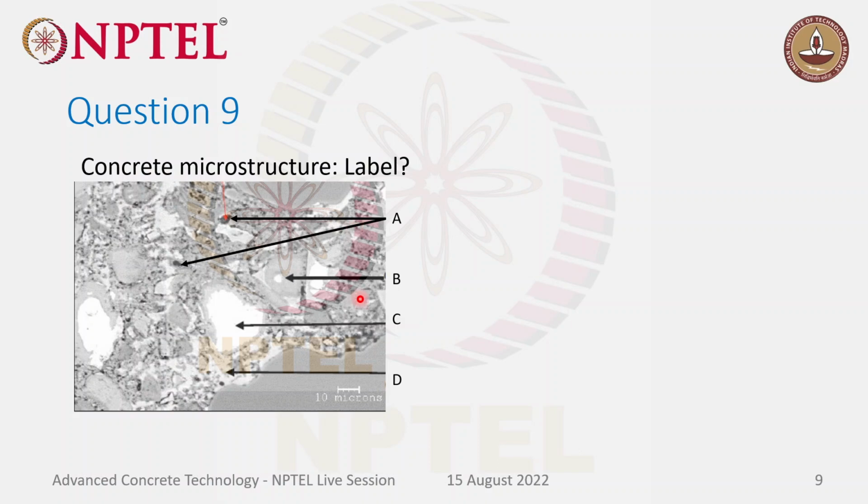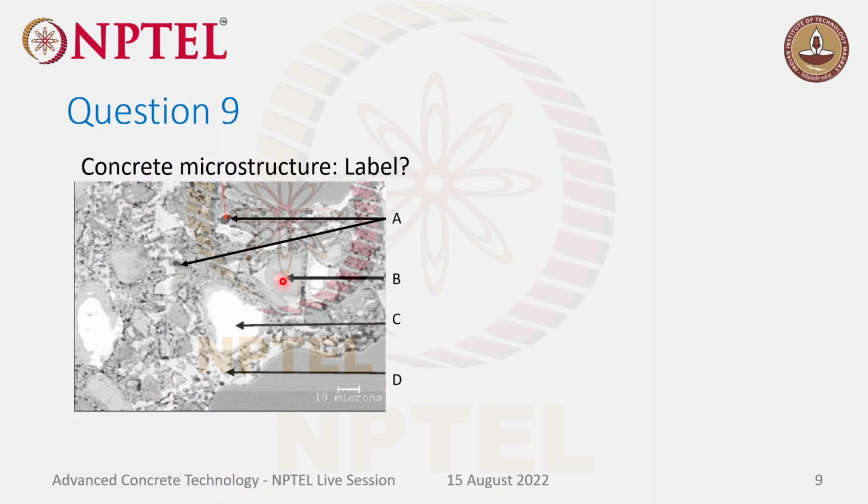Coming to B, what is part B? It is very next to the white circular region in the middle, but it points to the gray space very near to the white region. Sand? No, sand will be of a uniform gray structure. There is some change in the gray zone as well.